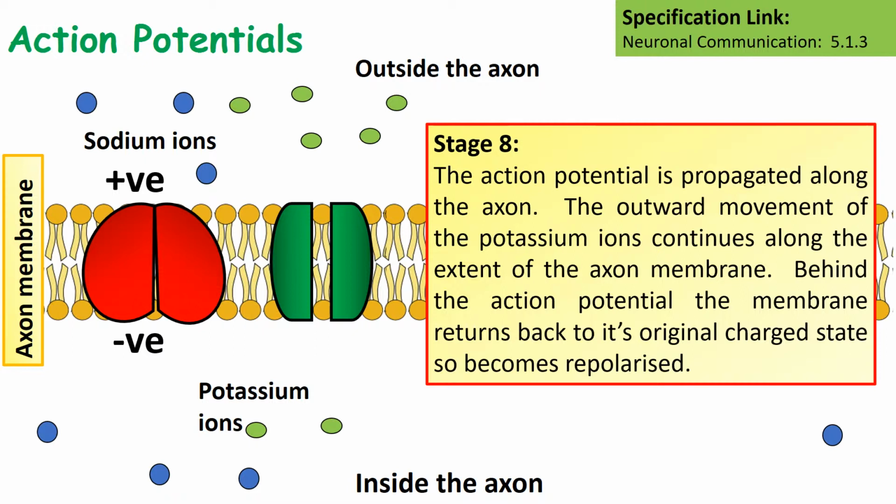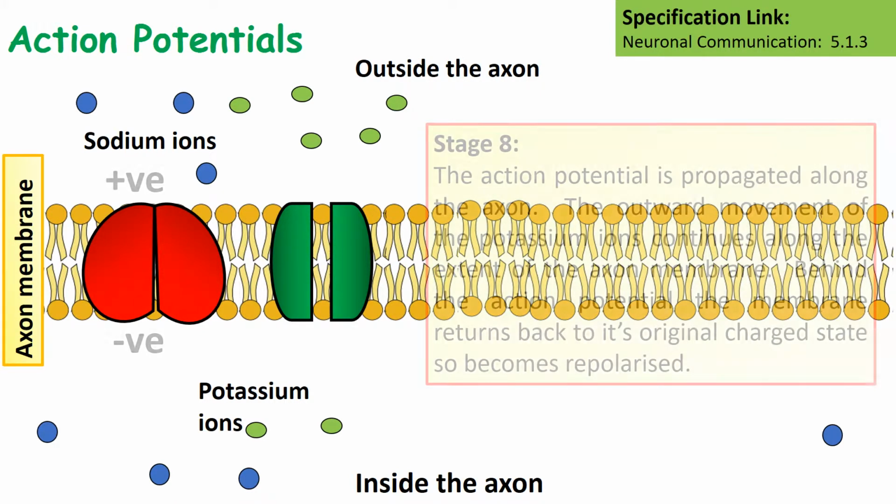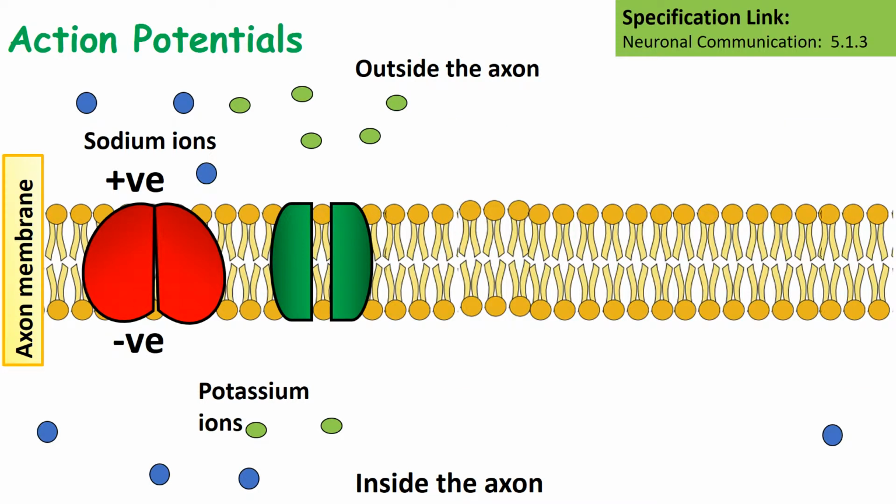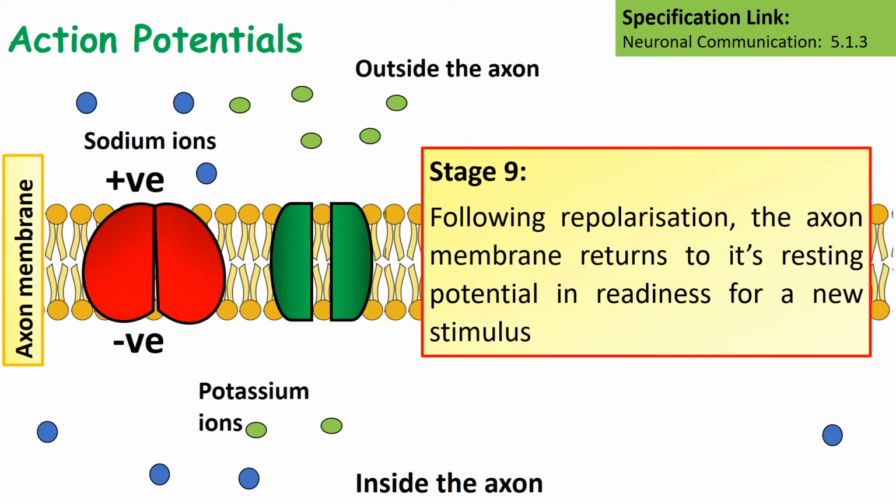The outward movement of potassium ions continues along the extent of the axon behind the membrane. Behind the action potential, the membrane returns back to its original charged state and becomes repolarized. Following repolarization, the axon membrane returns back to its resting state in readiness for a new stimulus.